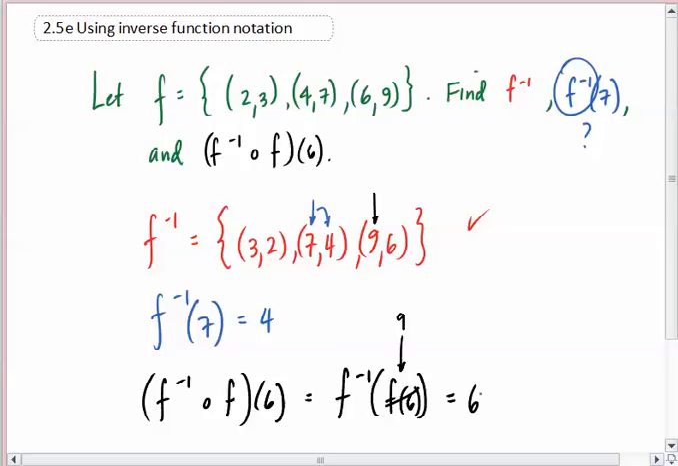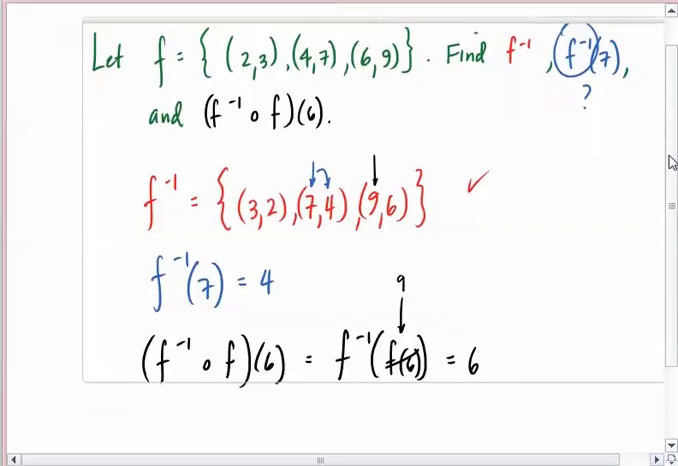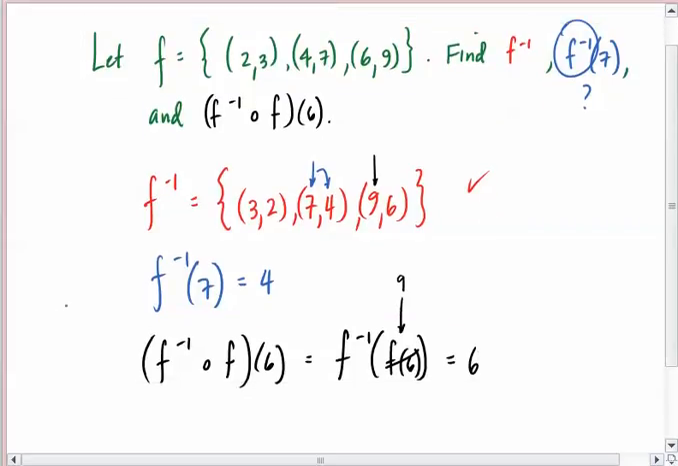Okay, now that should make sense because inverse functions undo one another. I can have a function undo another function, just like I can have square root undo a squaring. That's exactly what inverse functions do when I compose them. So we're saying, hey, the composition of f inverse and f of 6 is 6. I do something and then I undo it.